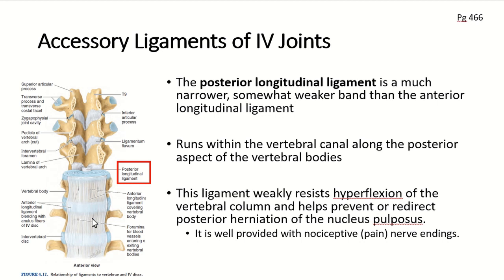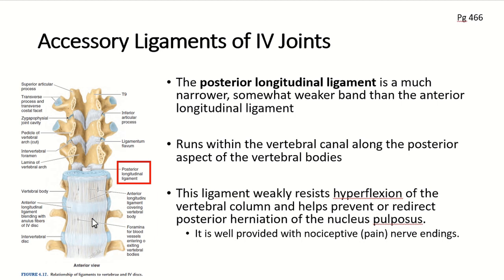The posterior longitudinal ligament runs within the vertebral canal along the posterior aspect of the vertebral bodies, and it's attached mainly to the intervertebral discs and less so to the actual aspects of the vertebral bodies. It runs all the way from C2 down to the sacrum, and it actually sometimes bridges the fat and the vessels between the ligaments and the bony surface.